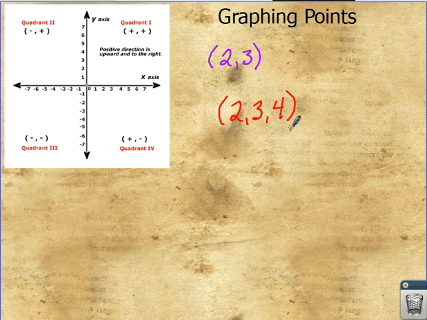There is such a thing as 3D, where instead of an ordered pair, you have an ordered triple. The point 2, 3, 4 here, if you have an x-axis and y-axis, would be like going right 2, going up 3, and then coming out 4. Can you graph that on flat graph paper?